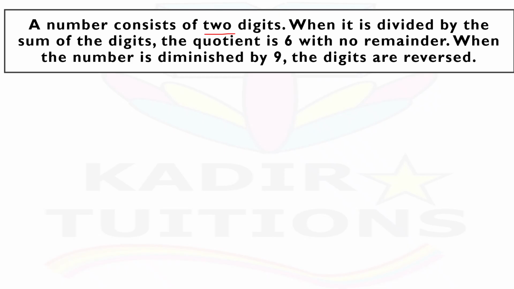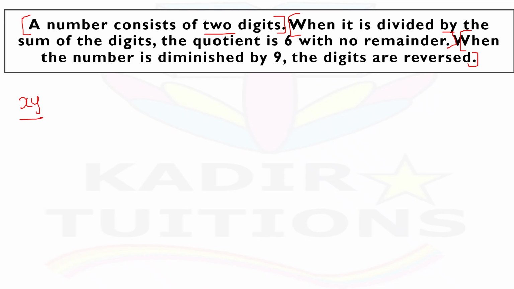Whenever you are going with these types of word problems, first understand what all the statements given are, and what you have to get based on the statements. See here, the first statement is it's a two-digit number. They gave the information. And what is the next statement? When it is divided by the sum of the digits, you will be getting the quotient 6. And what is another statement? When it has been diminished, the digits are going to be reversed. So you need to consider this as three parts. What is our first part? A number consists of two digits x and y.